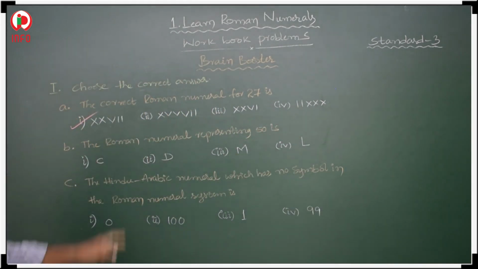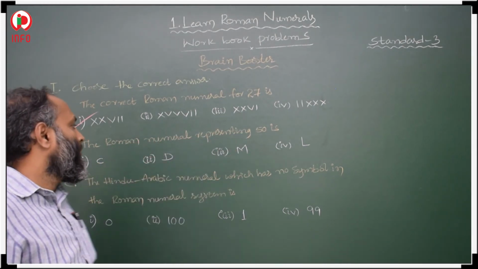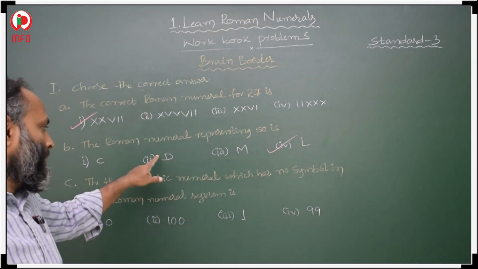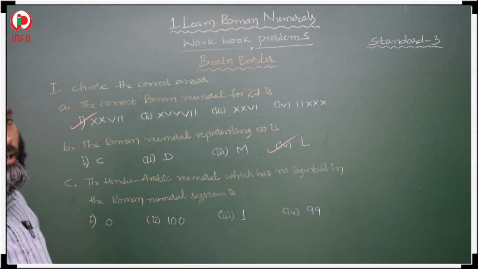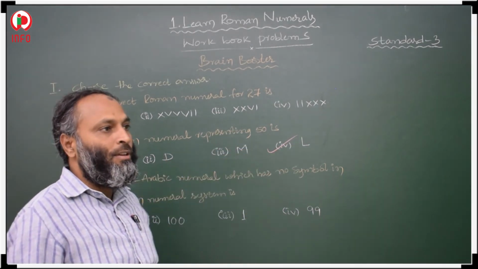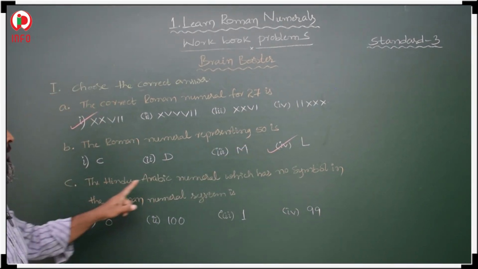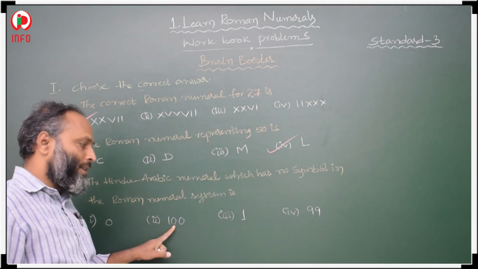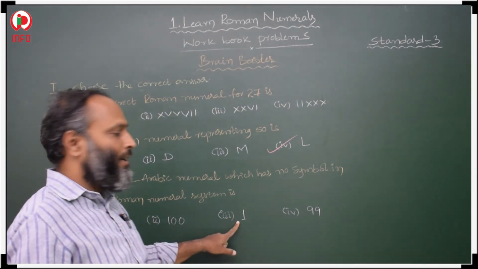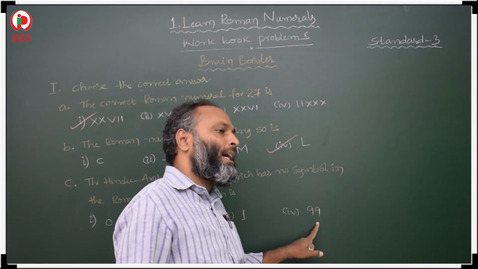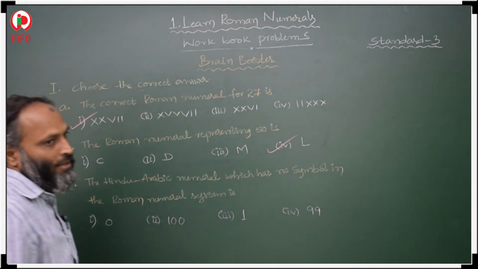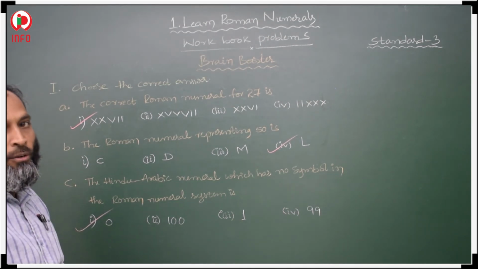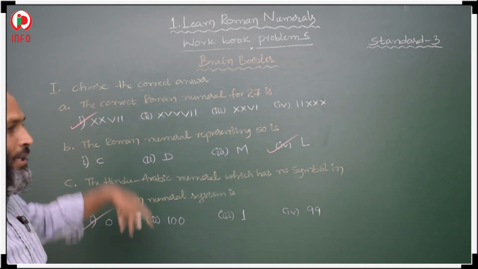Now, the Roman numeral that represents 50. L represents 50. This is 1000, this is 500, this is 100. 50 means L. The Hindu-Arabic numeral which has no symbol in the Roman numeral: the 100 symbol is there, C, and the 1 symbol is I, and the 99 symbol is also there, IC. C is 100 minus 1, that is IC. 0 won't have a symbol in Roman. So like this we have to choose.